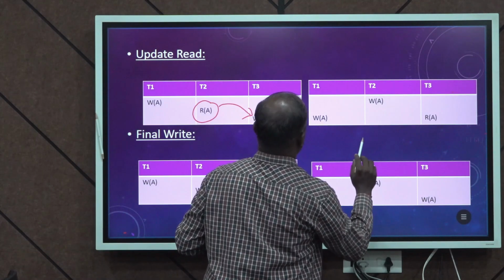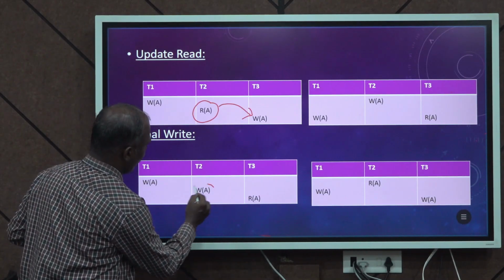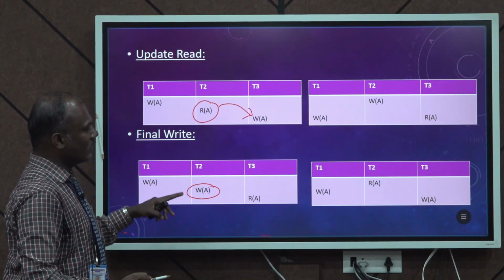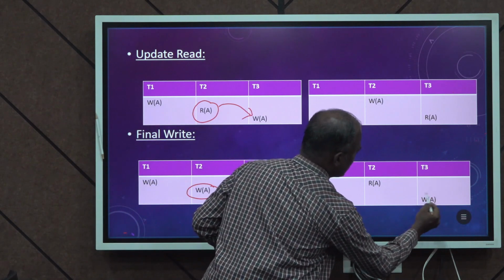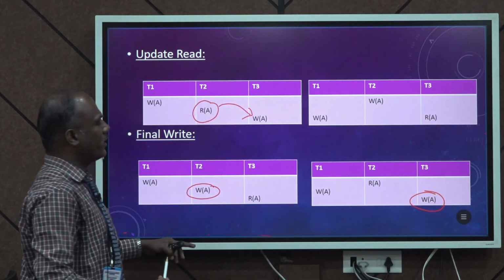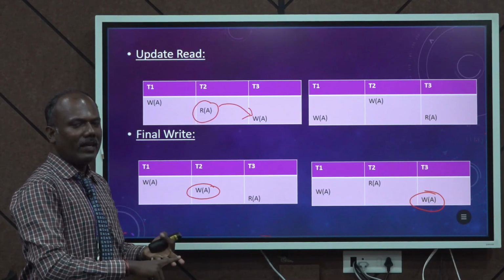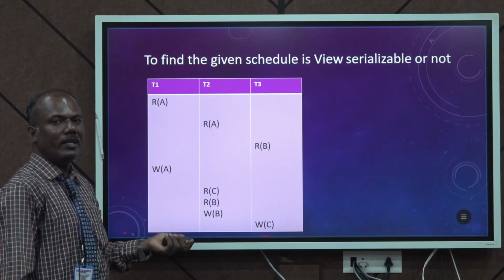Next is the final write. Which one is the final write? This one is the final write, because it has the write at the end, so that is considered the final write. So these are the operations we have to consider: initial read, update read and final write. Now we find out whether the given schedule is view serializable or not.